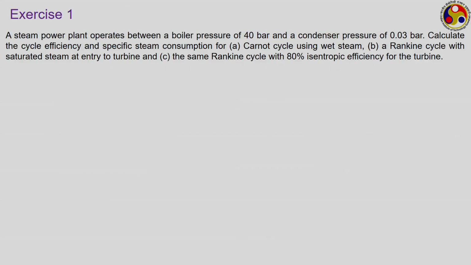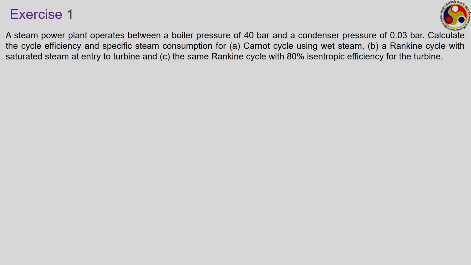Let us solve one numerical example now to test whatever we have learned so far. A steam power plant operates between a boiler pressure of 40 bar and a condenser pressure of 0.03 bar. It is not mentioned specifically, but we are assuming a wet cycle, that is, the state of steam at the exit of the boiler or inlet to the turbine is that of saturated vapor, not superheated. So, we have to calculate the cycle efficiency and specific steam consumption for 3 different conditions.